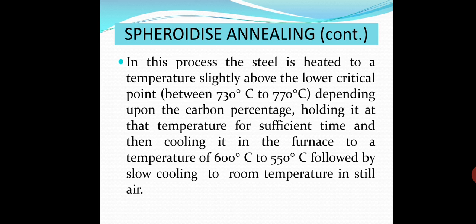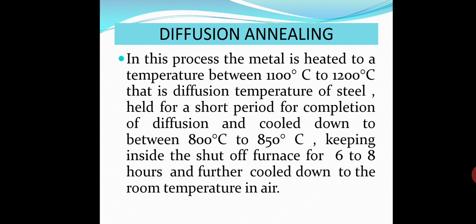Full annealing, cooling done inside the furnace. Process annealing, cooling done in air. In spheroidized annealing, partially in the furnace up to 600 to 550 degrees centigrade and then to room temperature in still air. Next is diffusion annealing.